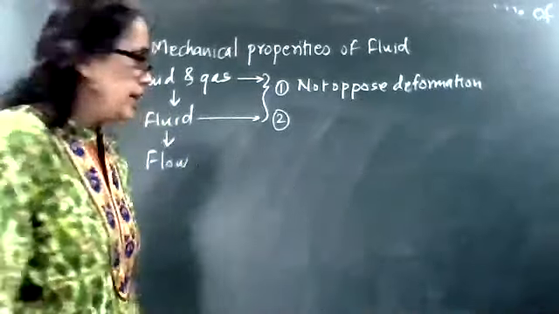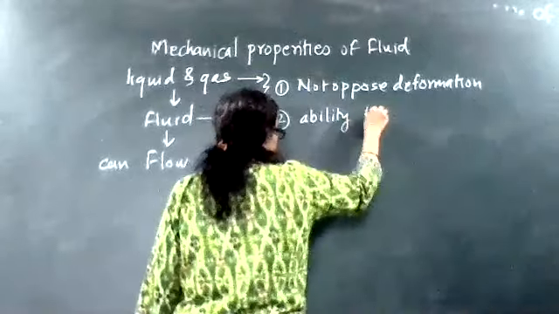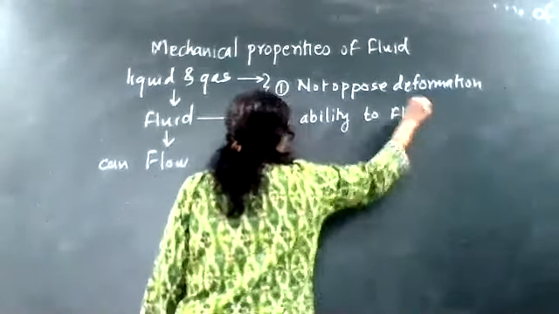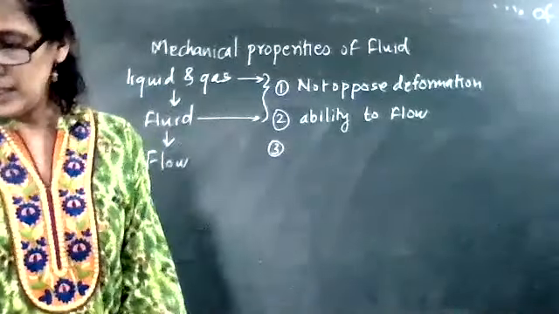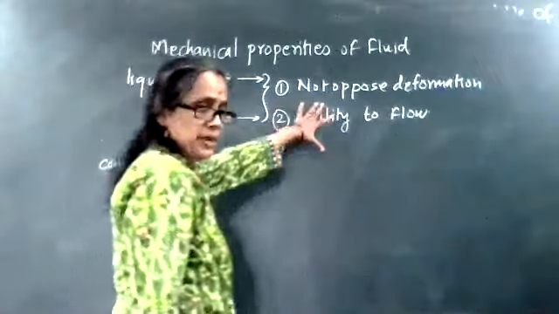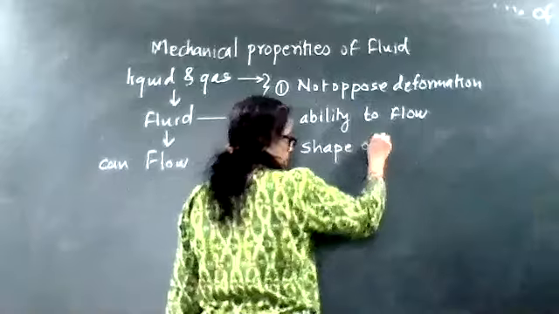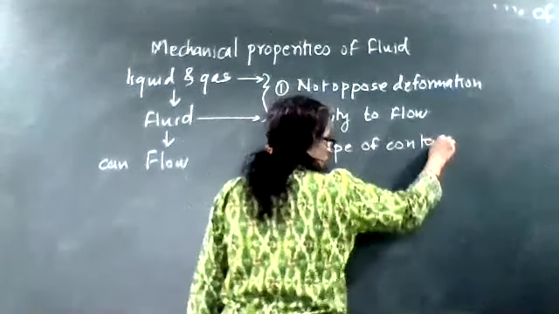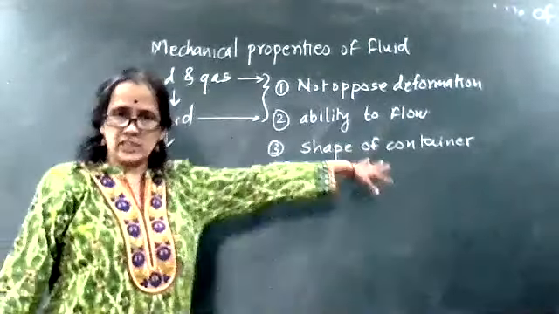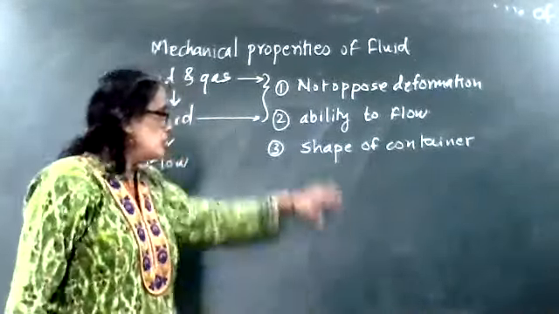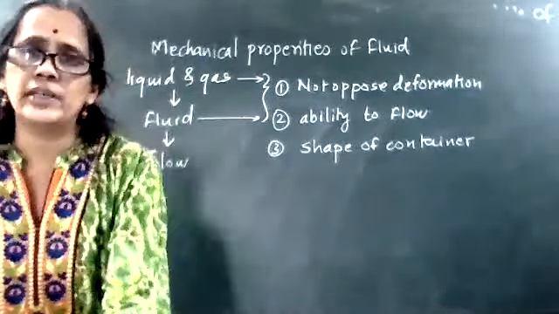The second property is that it has the ability to flow. So liquid and gas can easily flow. And the third property is, as it has the ability to flow, it will take the shape of the container. It doesn't have its own shape, but wherever it is placed, it will take the shape of the container. So these are the properties of the practical fluid.